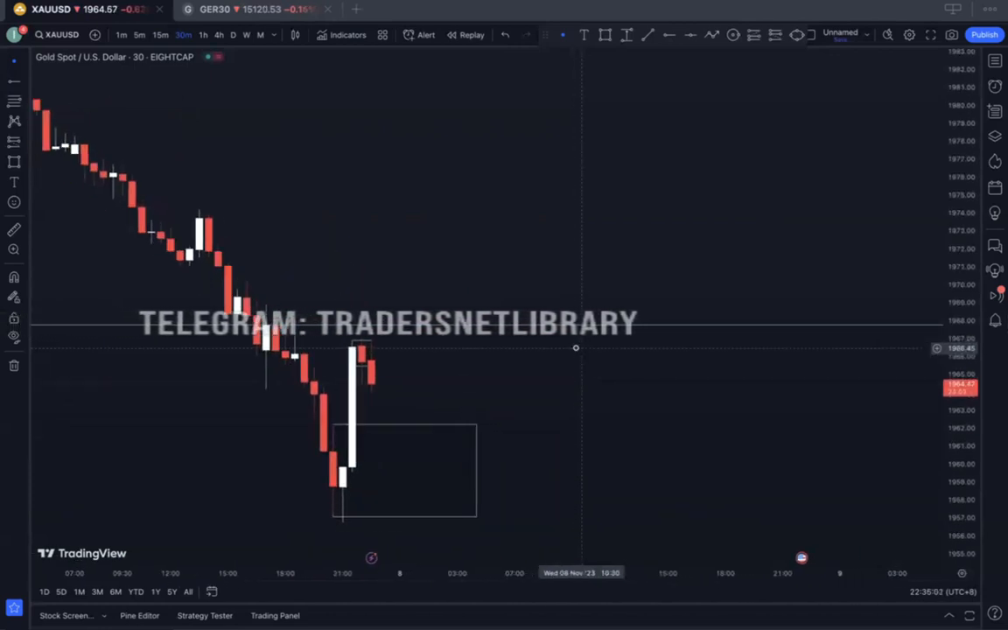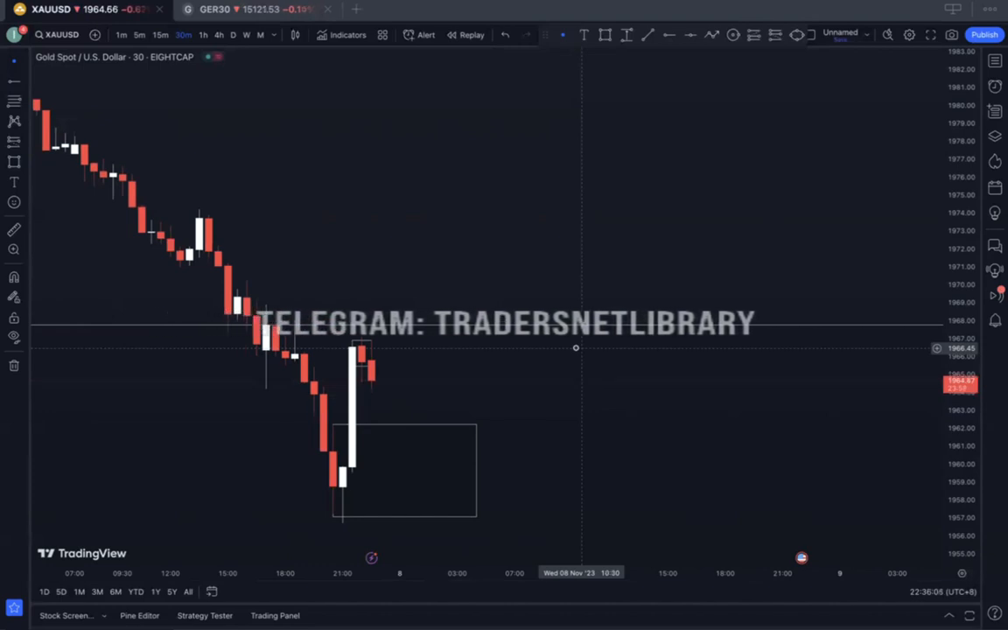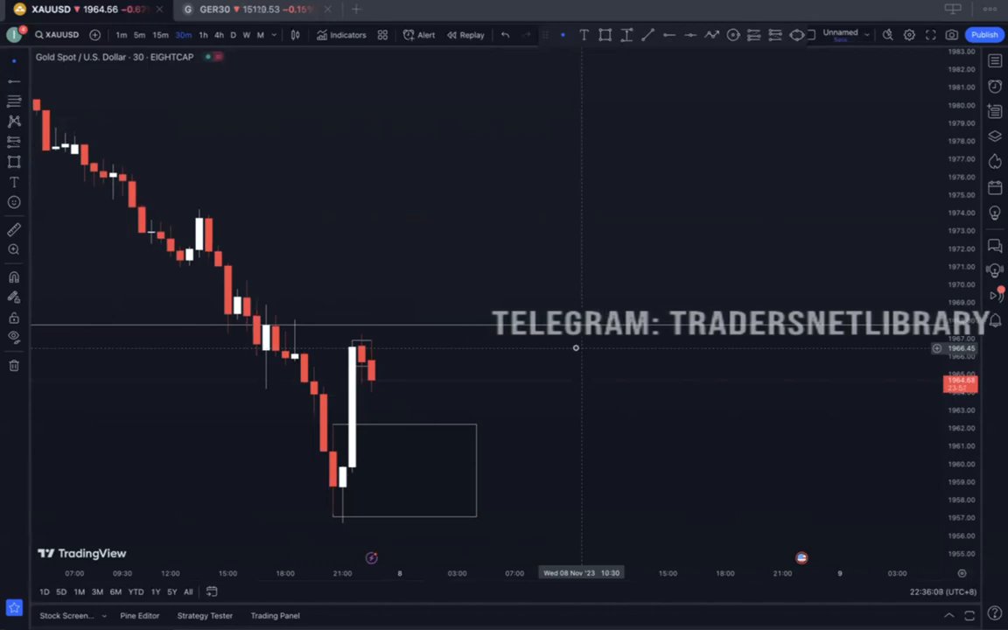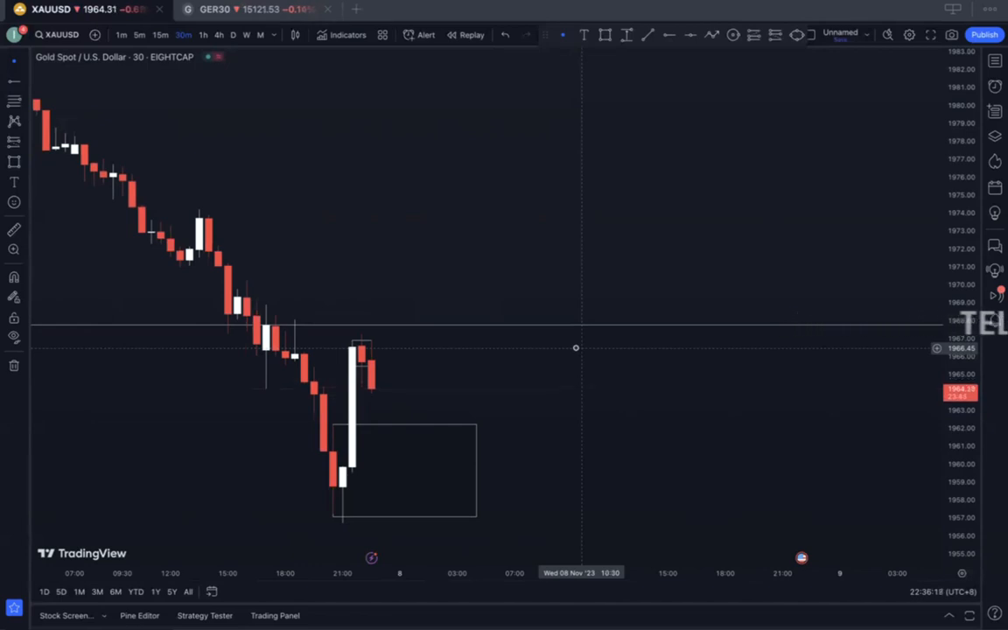This is what I meant from the second session. I told you about pullback, right? The topic of pullback is very, very important. That is why, when I said trading is not easy, there are a lot of things that you need to watch, that you need to monitor.